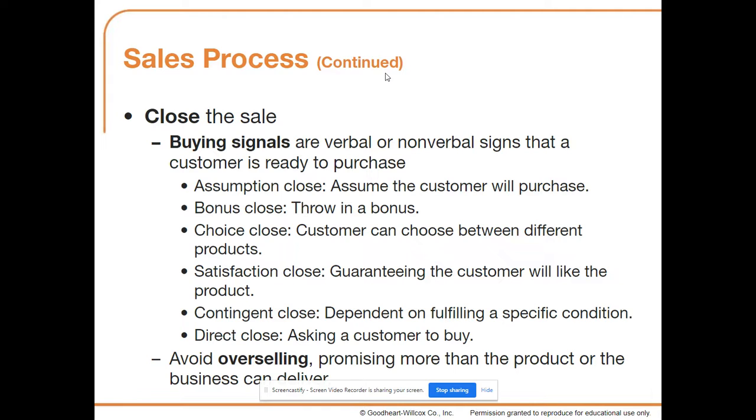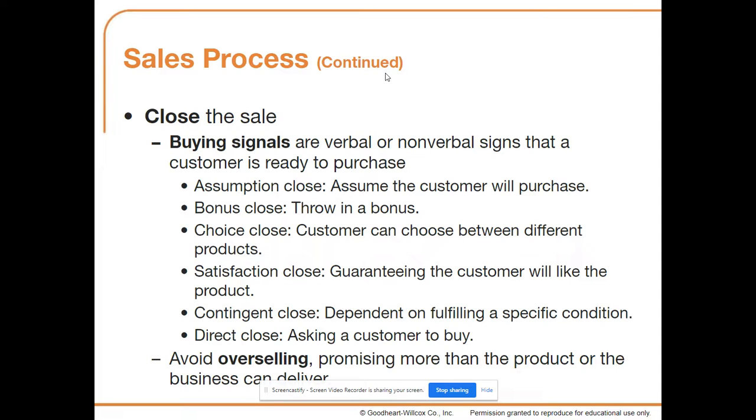A choice close is where a customer can choose between two different products. So I've shown you all these different options. Would you like to choose this one or choose that one? Satisfaction close is guaranteeing the customer will like the product. I promise you, when you take this product home, you will not be disappointed. And then leave an opening for them to say if they would like to buy it.